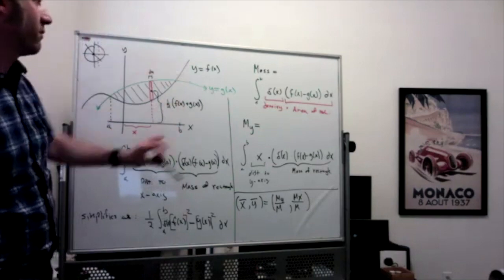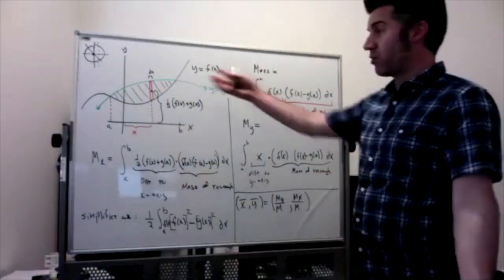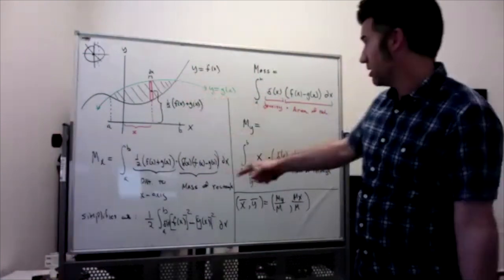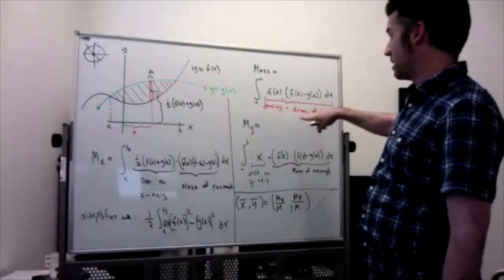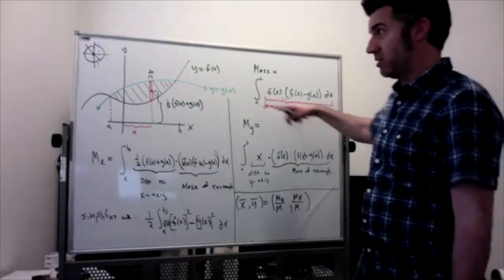So yeah, let's go ahead and talk. Here are the formulas for mass. Again, the mass of a region with some density is just the integral of the density times the area of the rectangle.